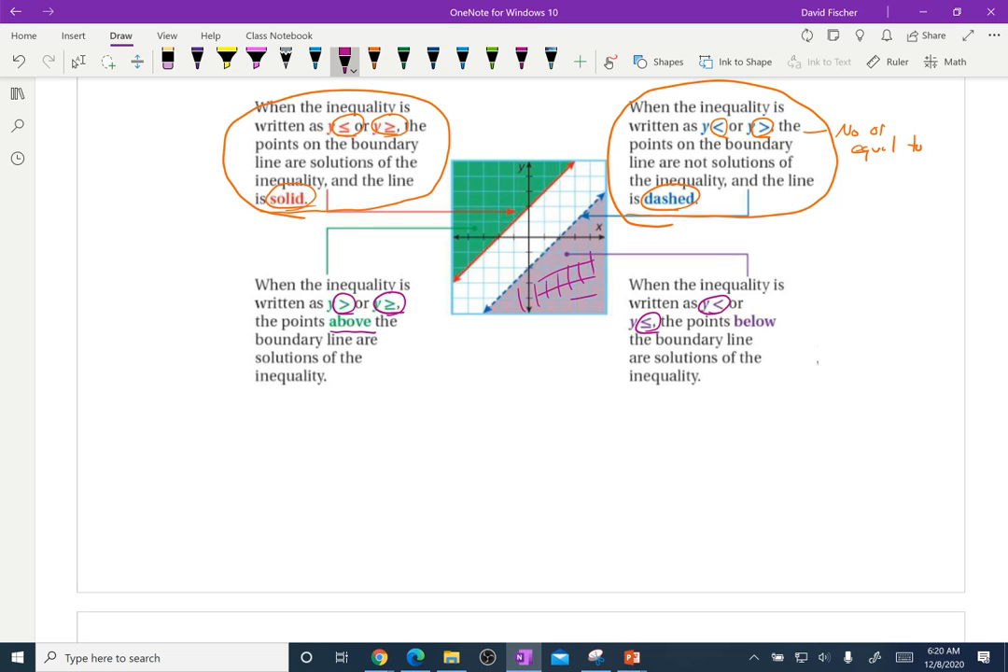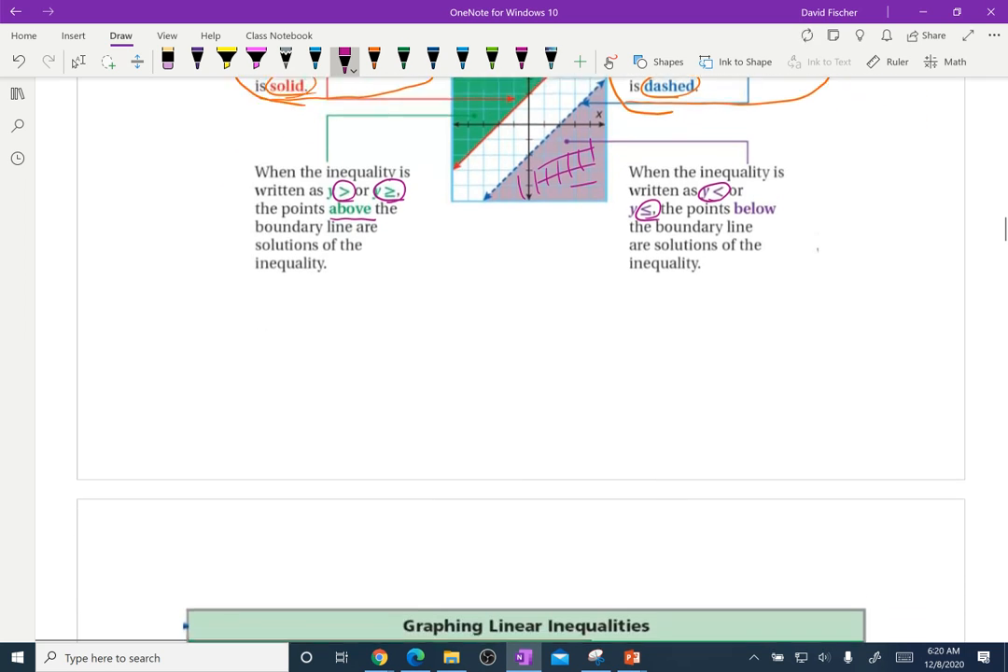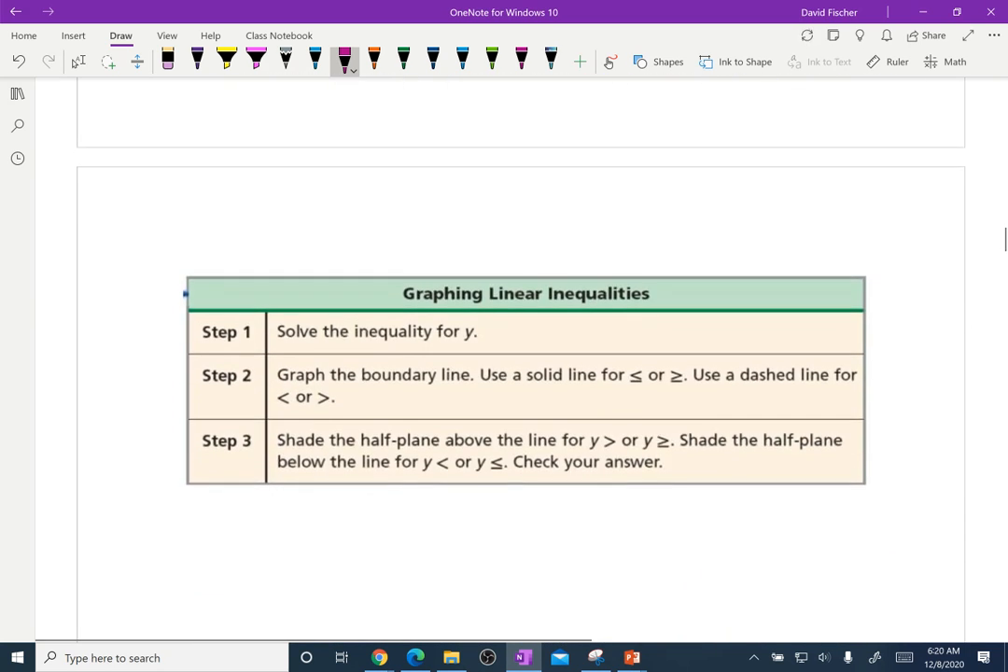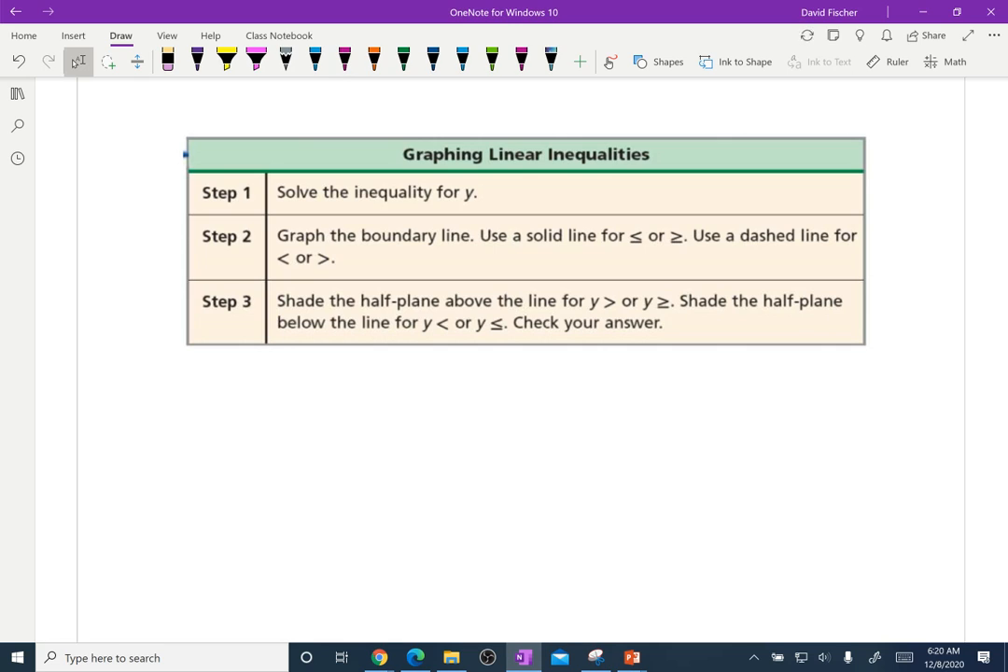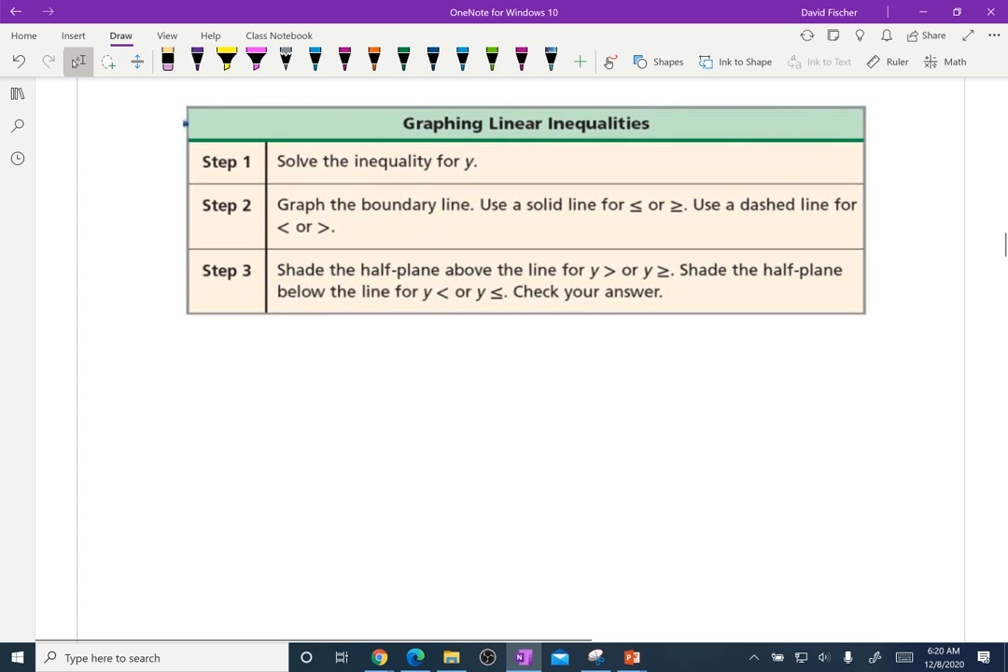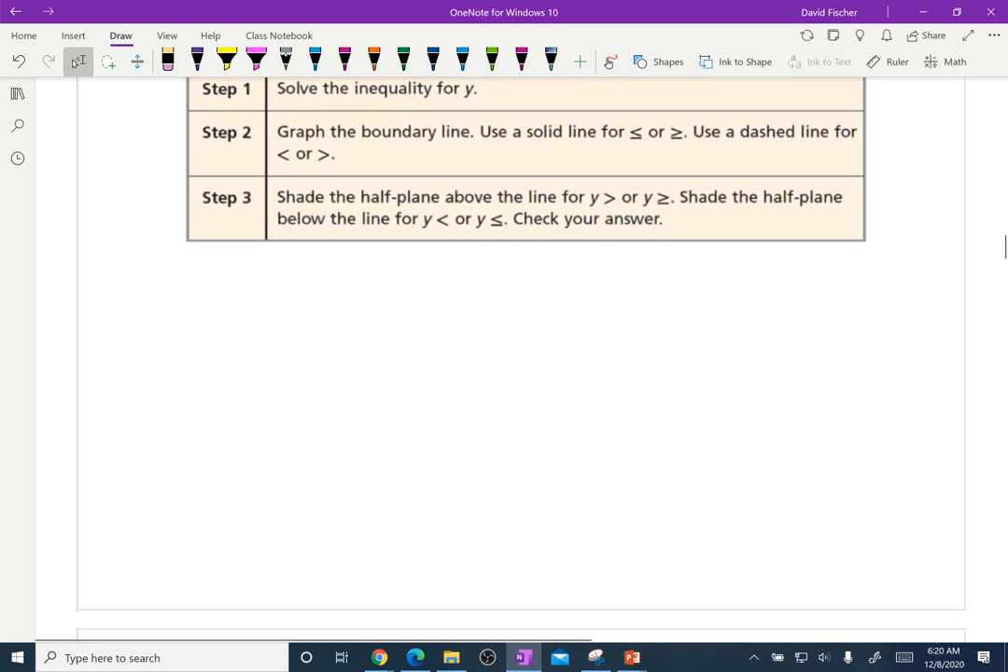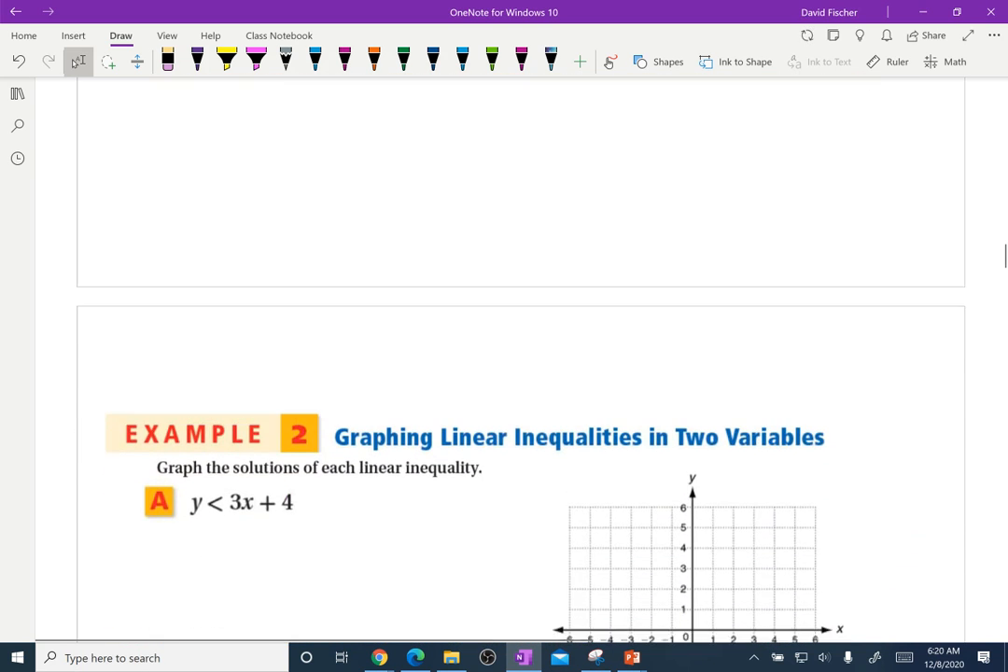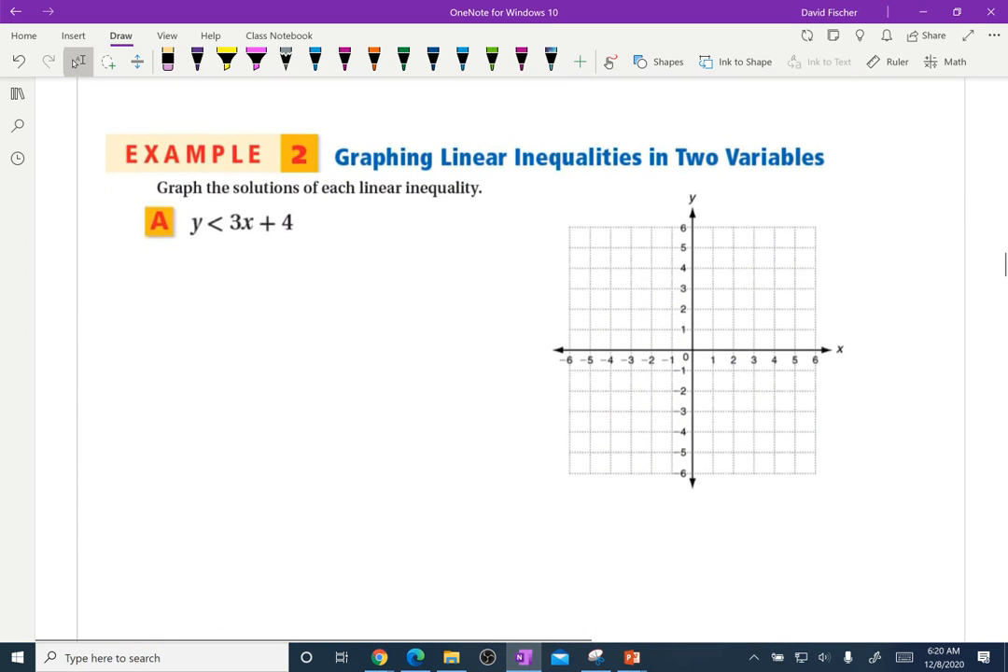So there are kind of two rules that we have to remember. First of all, we've got to decide whether it's going to be a solid or a dashed line. Then we draw our line, and then we've got to figure out whether we shade above or below it. So the three steps we do: we solve the inequality for y, in other words, put it into the y equals mx plus b form. Then we decide whether the boundary line is going to be a solid or a dashed line. And then we have to decide which side gets shaded in. Okay, and I'll show you how to check your work here in a little bit.